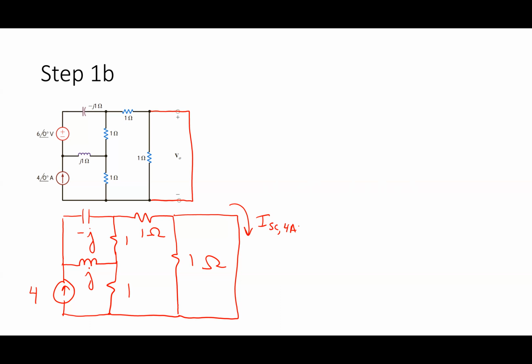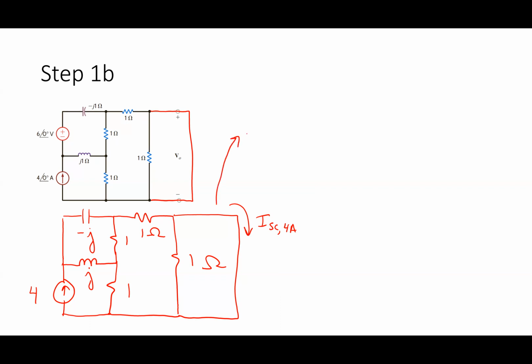Get rid of the 1 ohm. We got a couple of 1 ohms, but I think I know the one you mean. Yeah, the one at the far right. Why get rid of that one? It's in parallel with the short circuit. 0 volts across the resistor means there's no current in the resistor. All right, so this guy goes to a short.